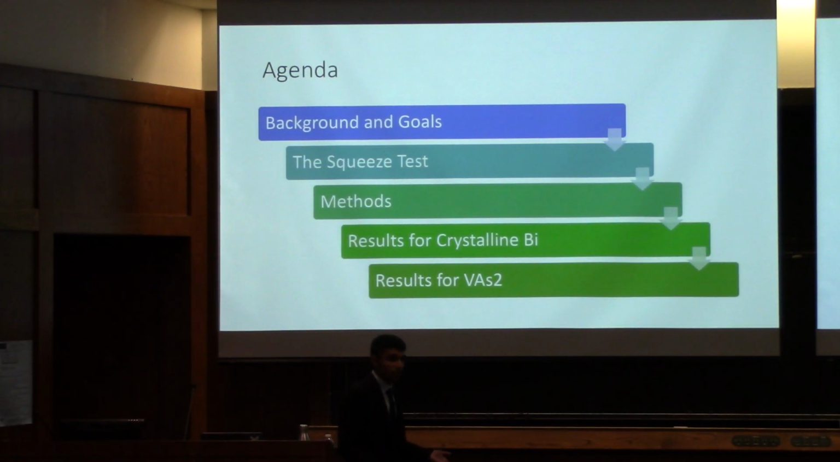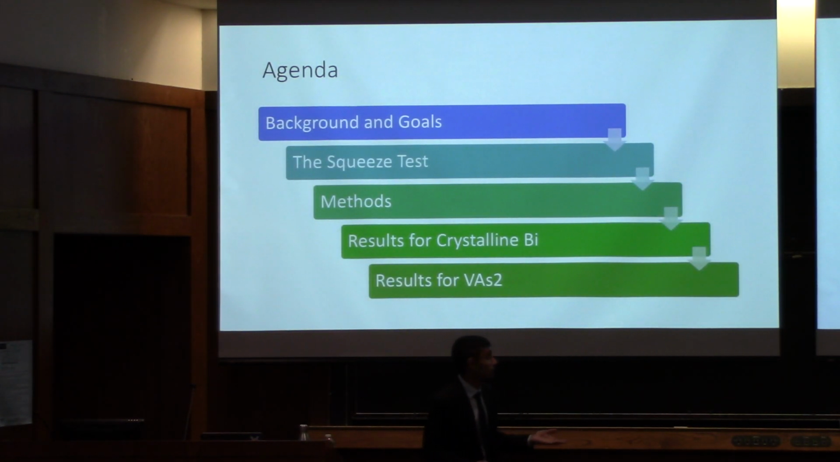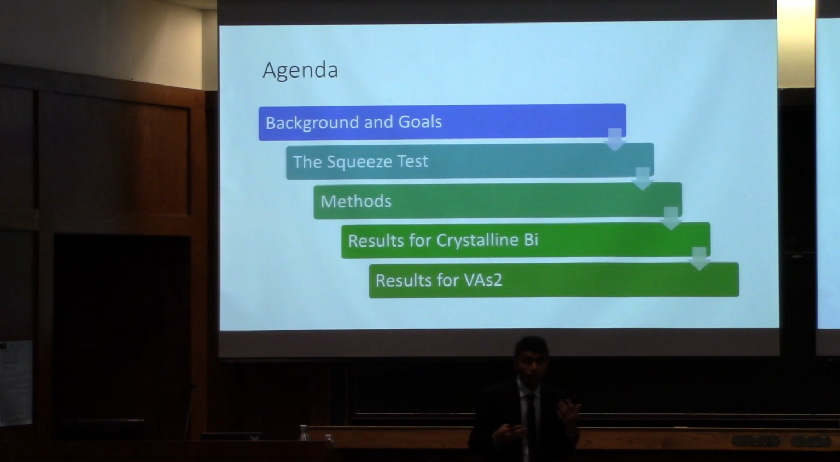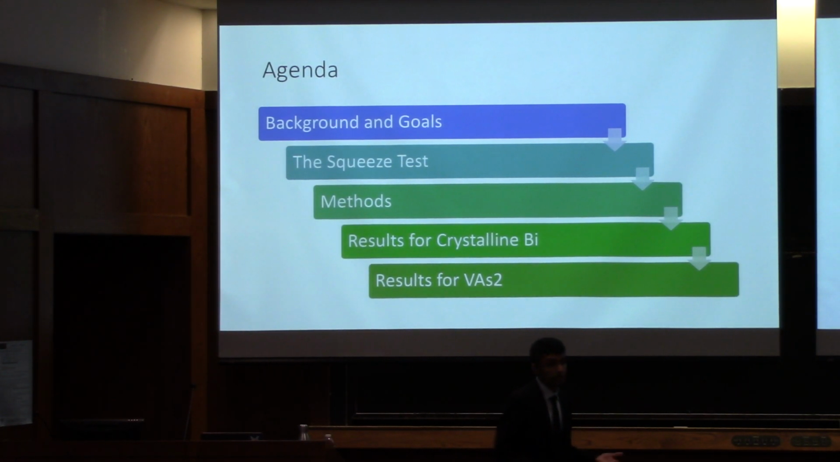And during my presentation, I wish to present my background and the goals of my research, and then the squeeze test, which is the kind of overarching test that I wish to apply throughout my project, then the results of the squeeze test and the methods used to apply that, and we applied it to two different materials. First being crystalline bismuth, which has been extensively studied, and so we can use this as a comparison or a control group. And then vanadium diarsenide, which has not been studied at all, and we wish to explore whether or not this effect exists in this material.